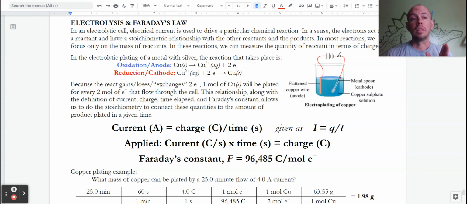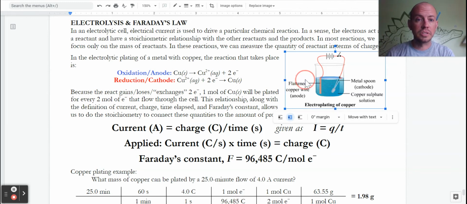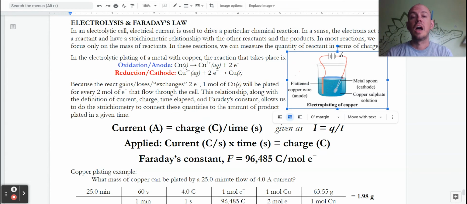reactions. A lot of times in stoichiometry, we're only focusing on the mass. Maybe we're only focusing on the volume of a gas. But here, we also need to think of it in terms of charge. One thing, and I chose silver, I'm going to change it here to copper for two reasons, is copper uses multiple electrons. So that helps us out in this example.